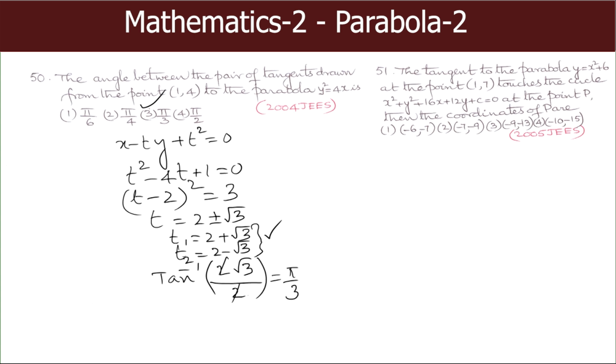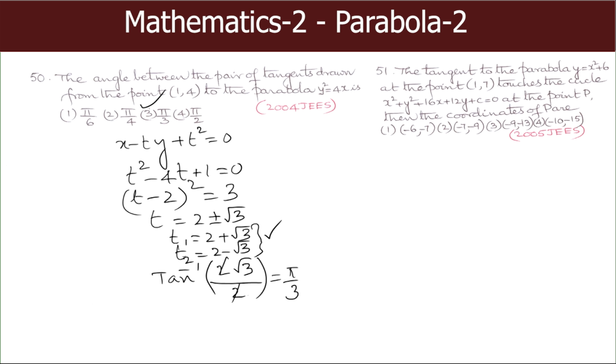The next question, 2005 joint entrance screening. The tangent to the parabola y is equal to x square plus 6 at the point (1, 7) touches the circle x square plus y square plus 16x plus 12y plus c equal to 0 at the point P. What are the coordinates of P? See, for such problems about the tangent to the parabola, you can use calculus. There is no standard formula for this one, it is a little different.